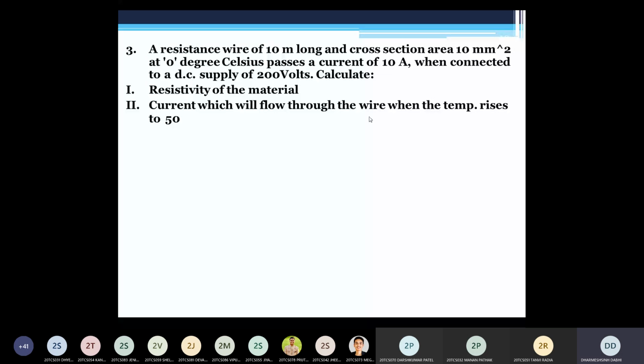So length is given, L is equal to 10 meter. Then cross sectional area is given 10 millimeter square. So convert into meter square first. So it is 10 into 10 raised to minus 6 meter square. Then current is given at 0 degrees Celsius. So it means initial current is given, which is I0 is equal to 10 ampere. Then voltage is given, V is equal to 200 volt.